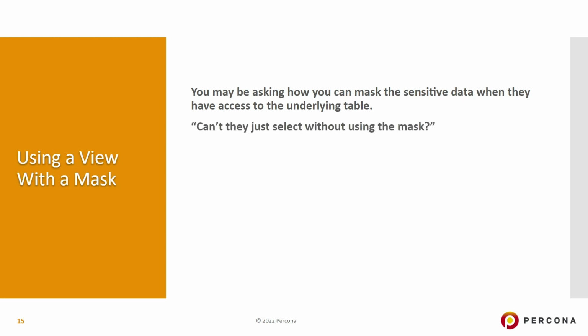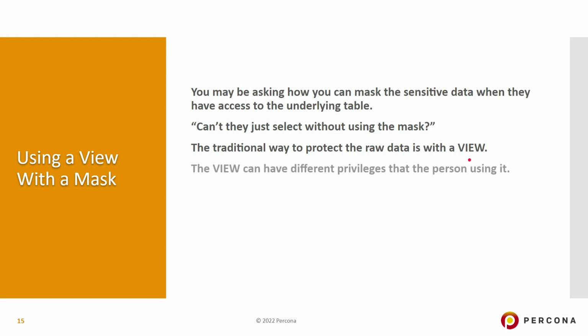And if they have select privilege on that, they can get whatever they want. You can't peek over their shoulder all the time and make sure they're forcing the mask on there. Well, the traditional way to do this is to protect the raw data with a view. Now, a view can have a different privilege than the person using it. You'll see how that works in just a second.